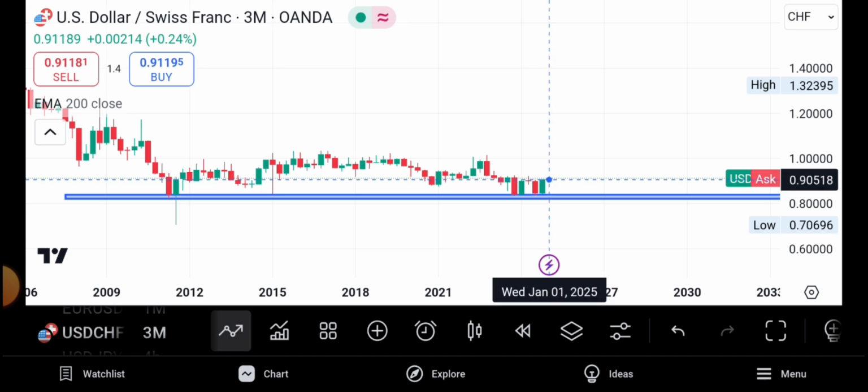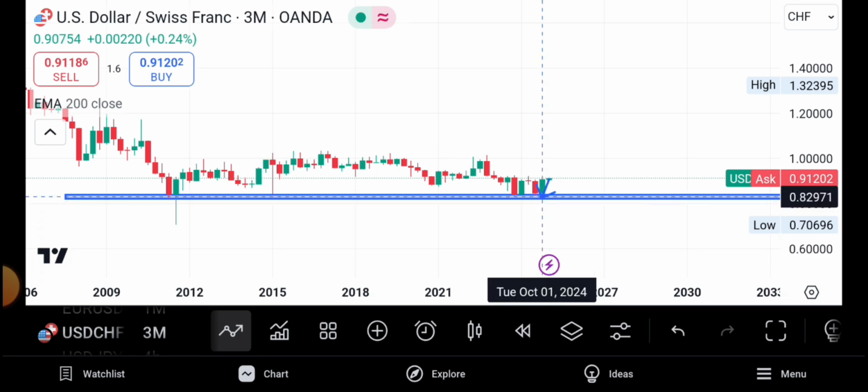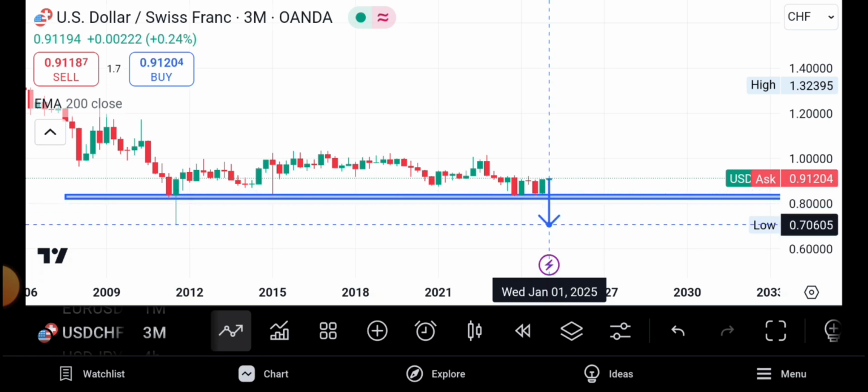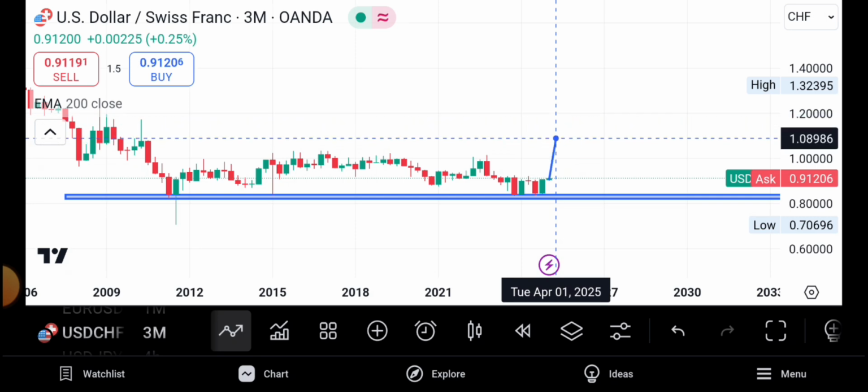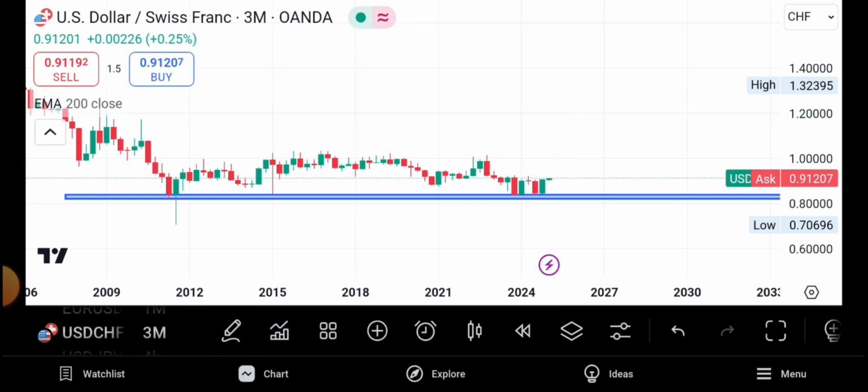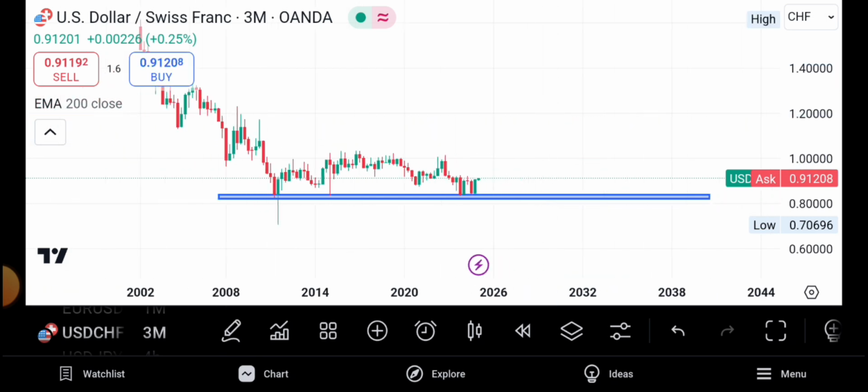So the question is, are we going to continue above, or are we going to break this zone? That is the main question. Are we going to break this zone downward, or are we going now to see a reversal upward like that? So that is the main question. I hope now you have seen why I've put it as a great support there.